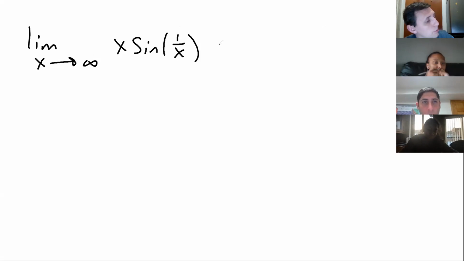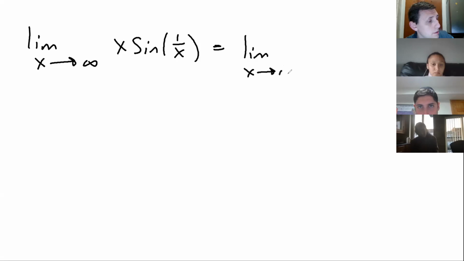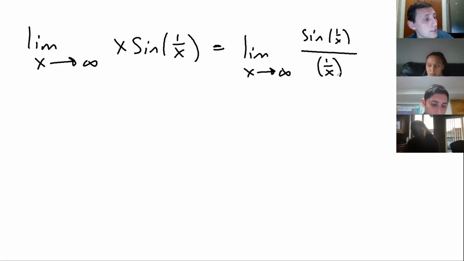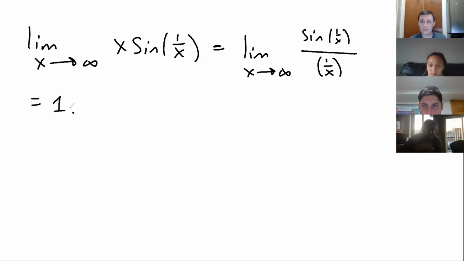And what do we have here? We multiply by x, but to multiply by x is the same as to divide by 1 over x. So this limit is sine 1 over x divided by 1 over x. Yes? And do you recognize what's happening now? Now it's sine of an angle divided by that same angle, and the angle vanishes to 0. So the answer is 1. Good?